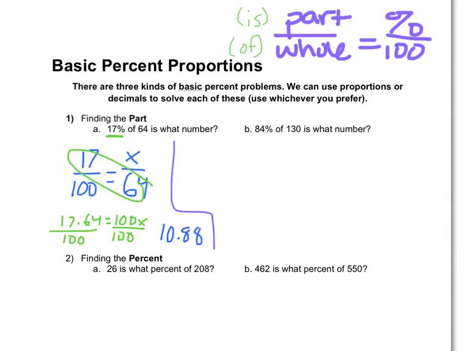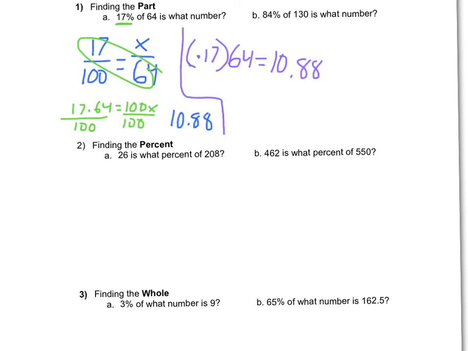A different way to do this same problem is to say that to find 17% of 64, I can just multiply 0.17, which is 17% in decimal form, times 64. This is a faster way to get the same answer, and 17% of 64 is again 10.88. Now let's move to our next section.